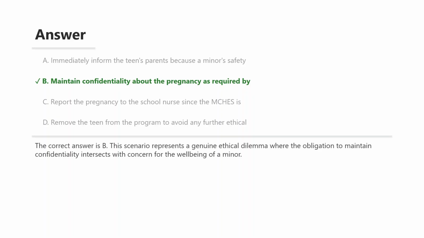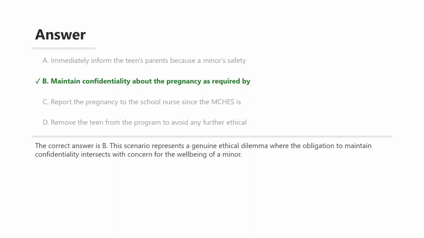The ethical action is to respect the teen's legal rights and her autonomy while actively connecting her with appropriate prenatal care resources. This approach honors both the principle of autonomy from Article 1 and the principle of beneficence by ensuring she receives the care she needs.